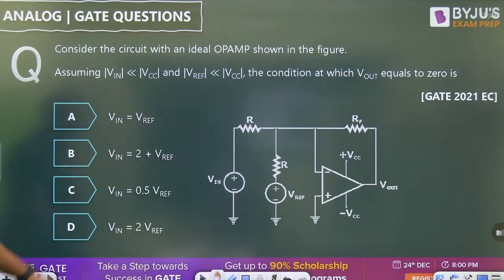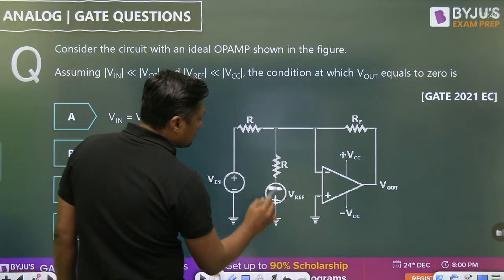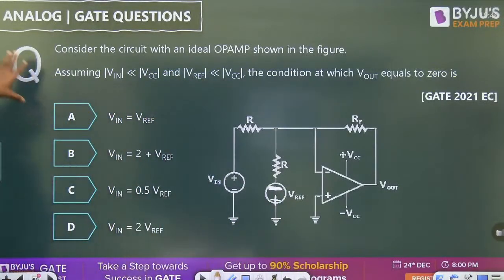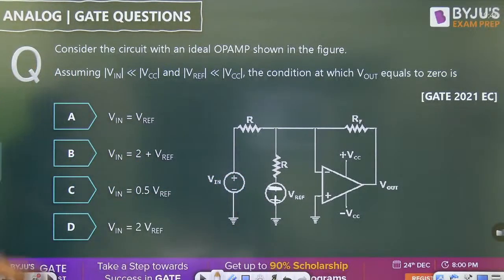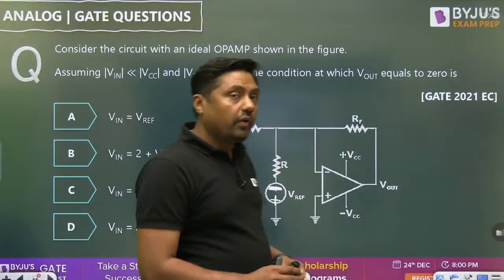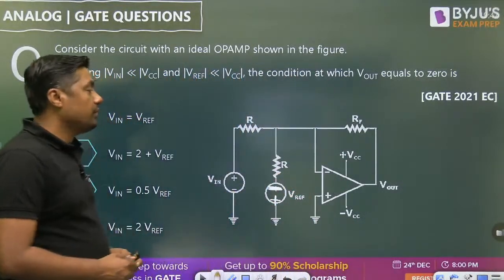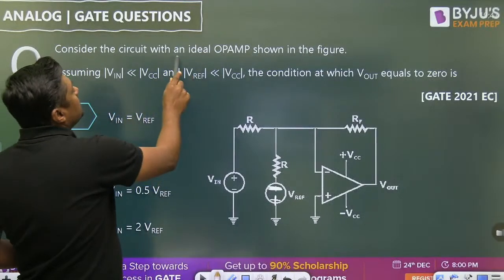Right. Tell me. Now this is minus, this is plus. Consider the circuit with an ideal op amp shown in the figure, assuming Vin is very much less than Vc and V reference is very much less than Vc. Again, both the magnitudes of this one and this one are very much less compared to the supply voltage. V out equals 0. This type of question is very simple. When are we going to get V out equal to 0? Okay, consider the ideal operational amplifier.